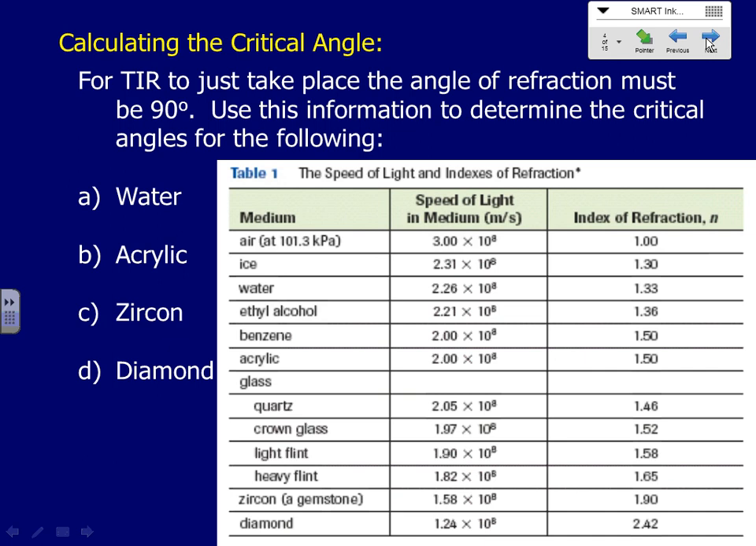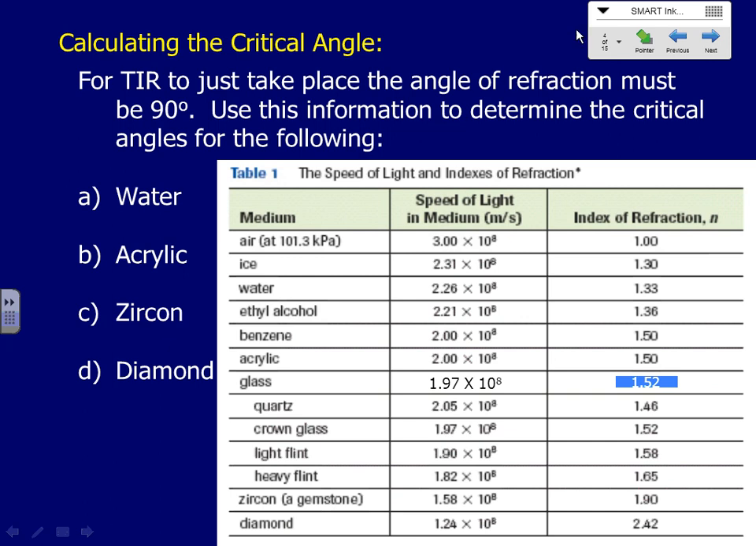Don't write down A, B, C, D. We're going to come back to this to get some numbers. I don't know why that glass is animated like that. Doesn't matter. For total internal reflection to just take place, the angle of refraction must be 90 degrees. Use this information to determine the critical angle for the following. And then just put A, water.